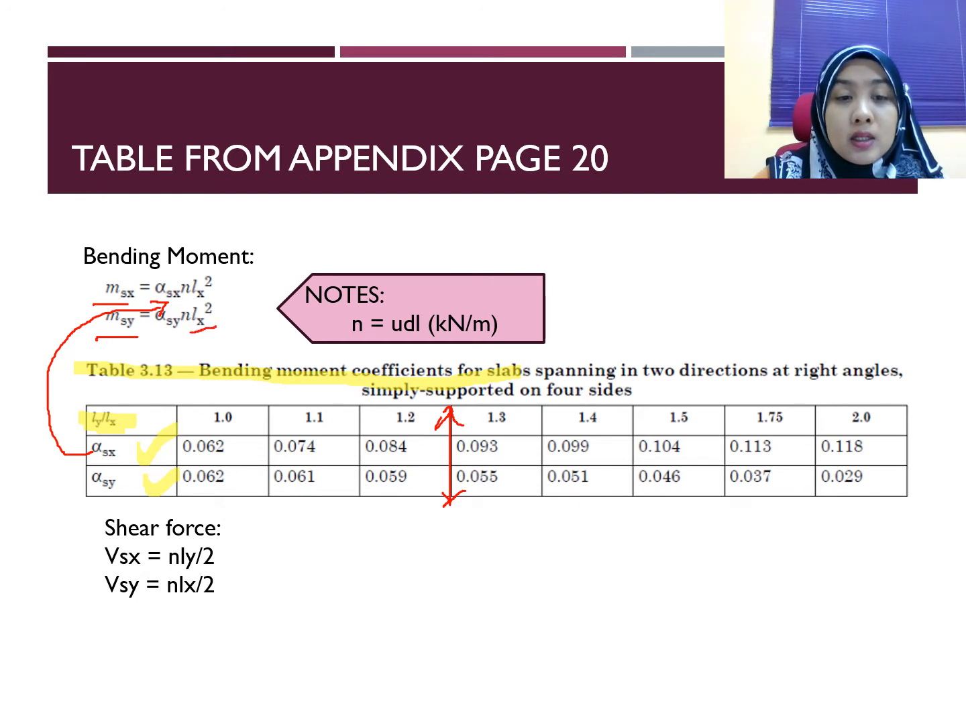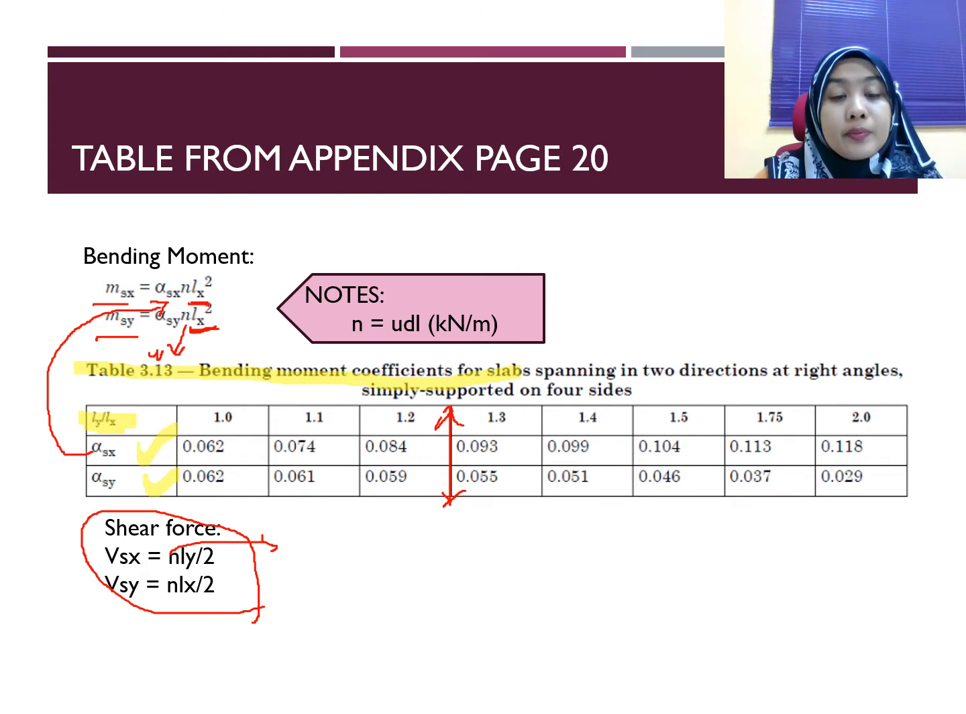Please take note here in the formula, they are using Lx for both moments, MSX and MSY. The n value is the UDL, which we denote as w. Okay, for shear force, we just calculate using this formula, which is the UDL value times the distance divided by 2.